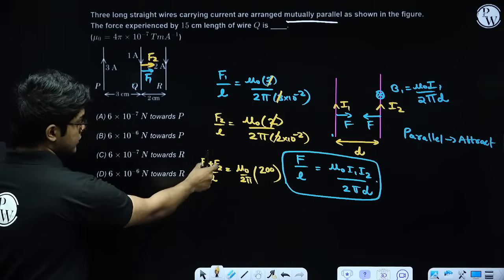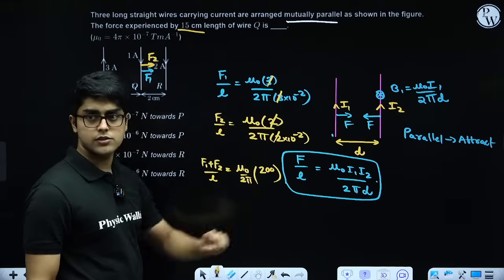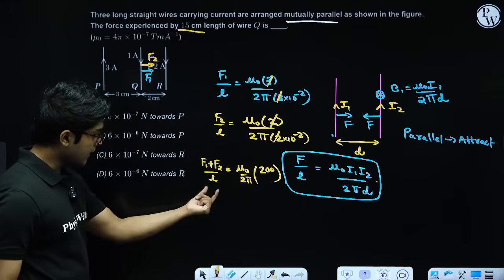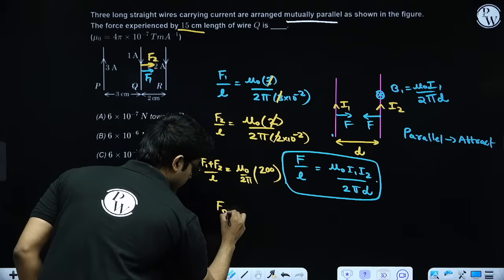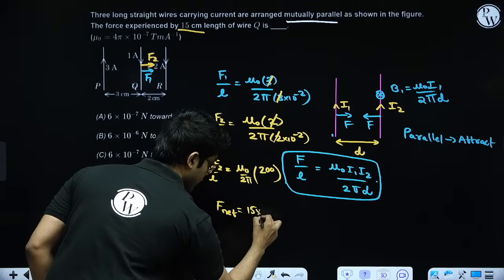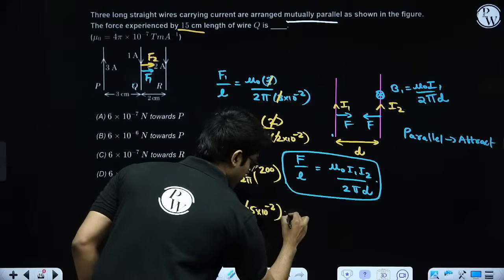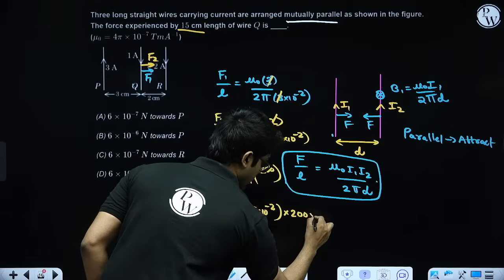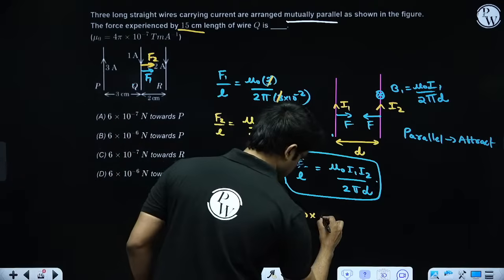Now this was force per unit length. We wanted the force on 15 centimeters of length. So instead of L, we'll substitute 15 centimeters and we'll get the net force, which will be 15 into 10 to the power minus 2, converting centimeters to meters, multiplied by 200. Mu naught by 2 pi would be 2 into 10 to the power minus 7.